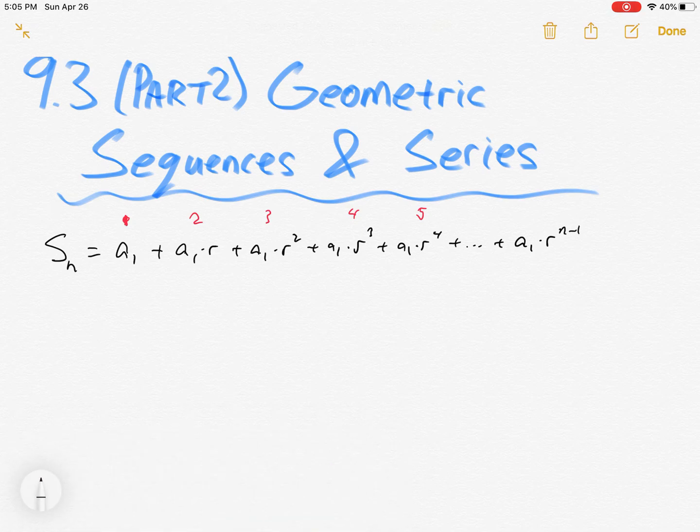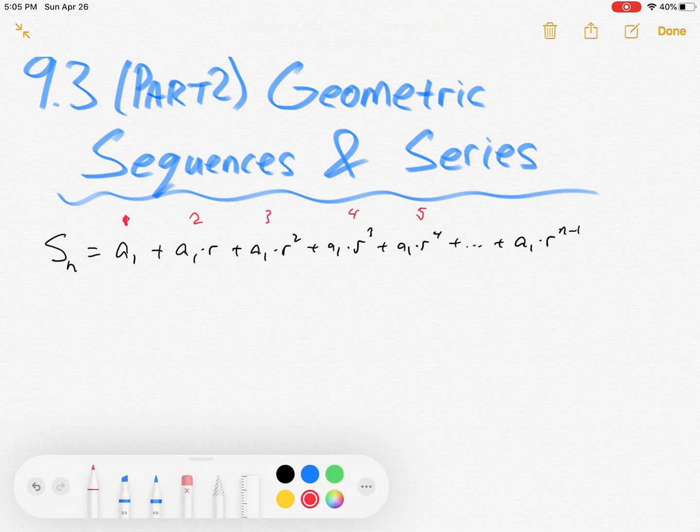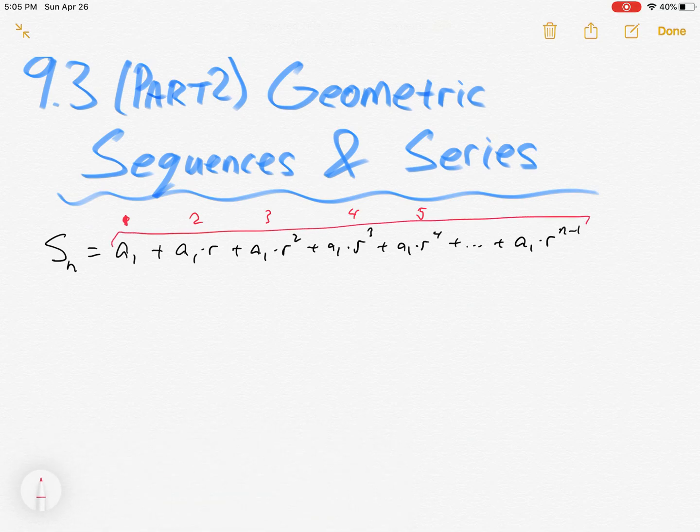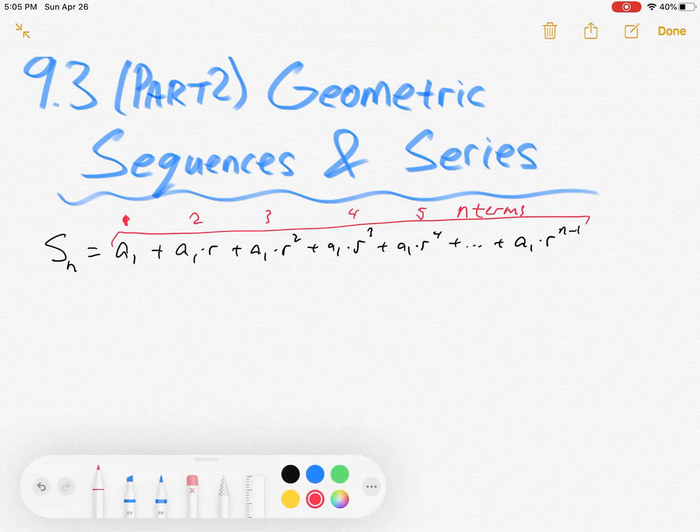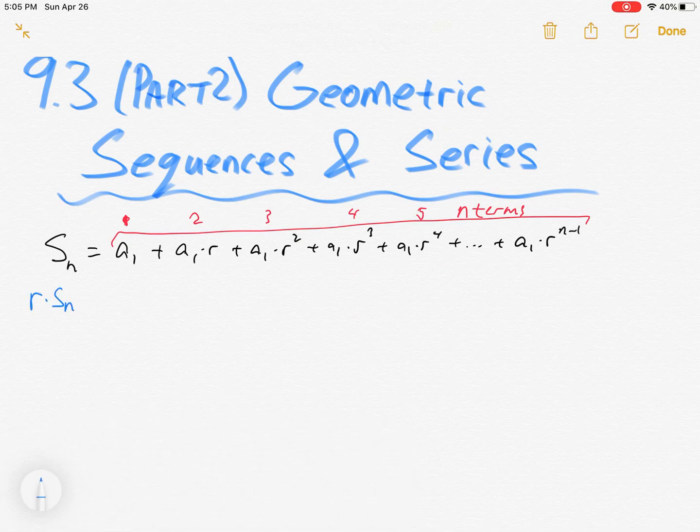Did you notice that my first term had no R's? My second term had R the first, my third R squared, my fourth R cubed, my fifth R to the fourth. So this is going to be n minus 1, where there are n terms, right?